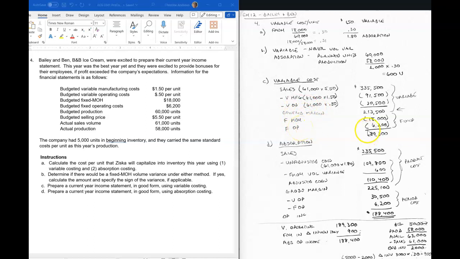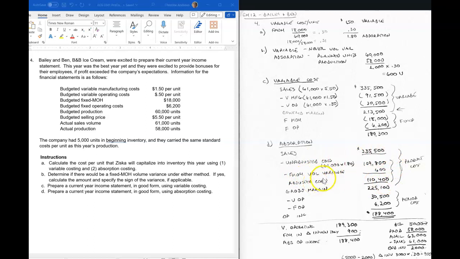So on an absorption basis, our sales would be the same, $335,500. And then we're going to have a new format here, these 3 lines. This is different than the way it was done before. I need to see this on an exam problem because I'm looking for this fixed manufacturing overhead volume variance. So don't twirl around with this and give me something different.